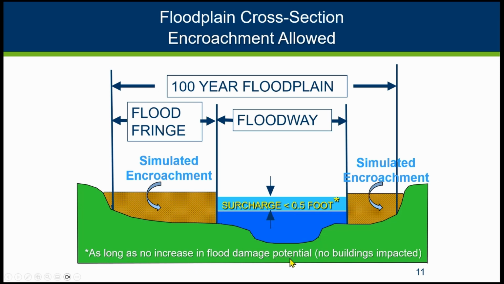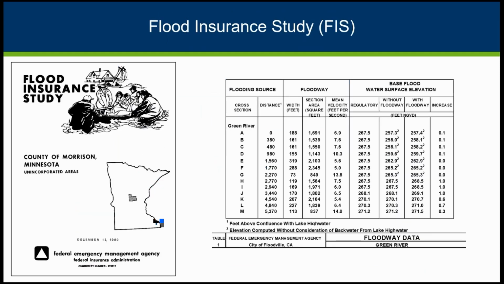But there's an important caveat there, as Ceil is underlining there. That's as long as there's no increase of flood damage potential. And we interpret that as meaning no buildings can be adversely impacted. So if there's a structure that's right on the edge of the floodplain, you cannot put that structure in the floodplain by increasing that surcharge and then making them have an increased flood risk. Or if they're already in a floodplain, you can't increase that flood risk on that building. You can't increase that level on that building that's already there.